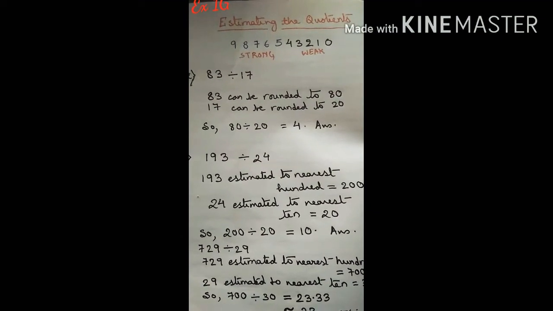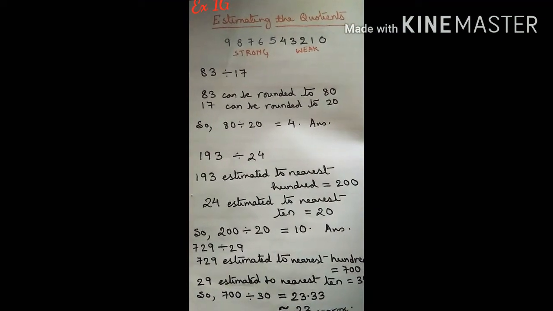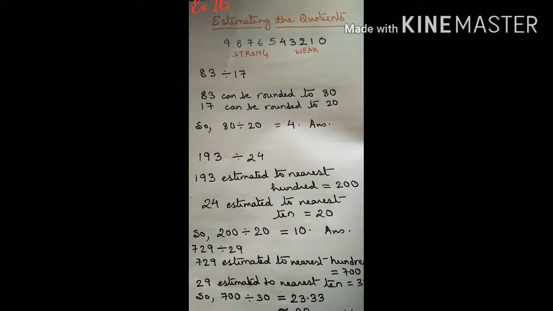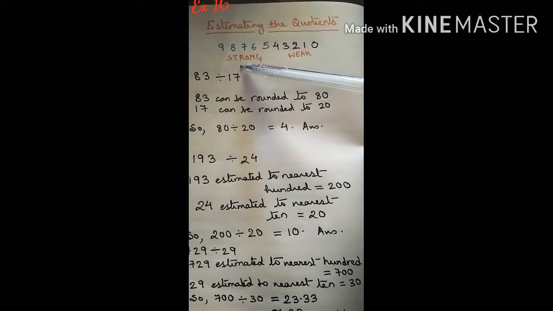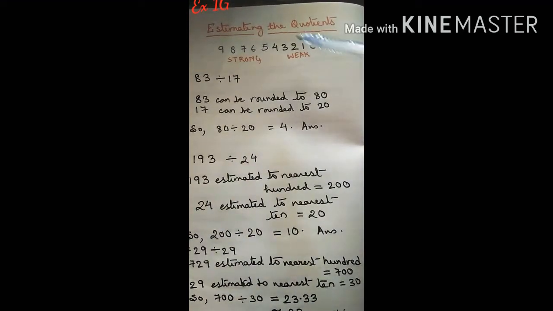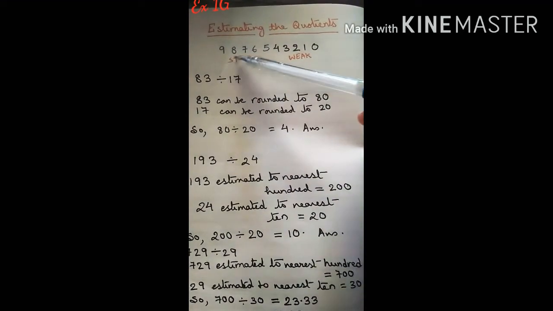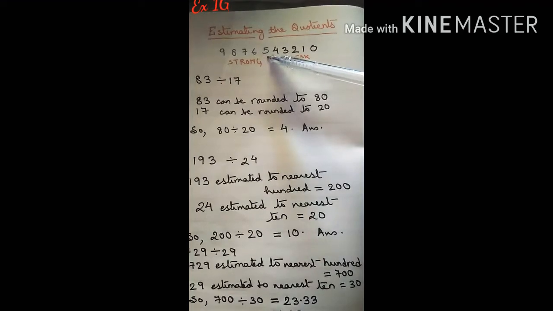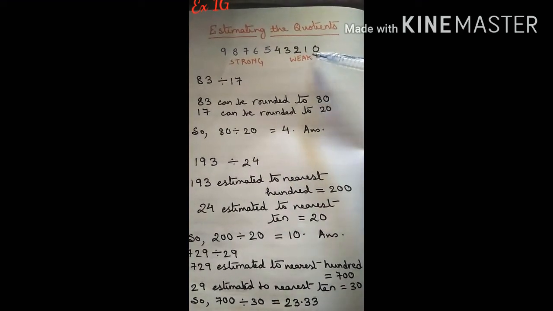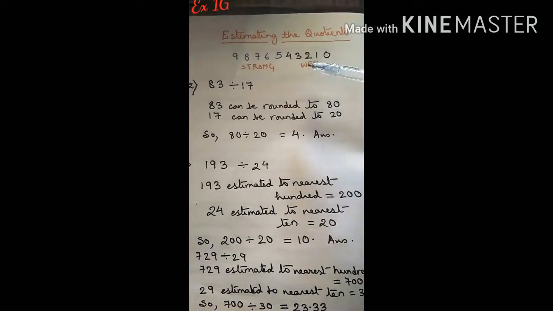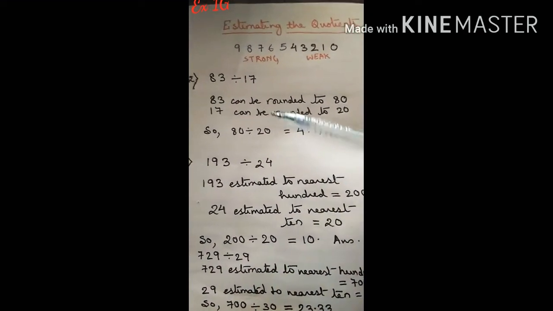Students, today we will discuss estimating the quotients. I hope from the last exercise you remember that we have strong numbers and weak numbers. 9, 8, 7, 6, 5 are the strong numbers, and 4, 3, 2, 1, 0 are the weak numbers. So let's start with question number 2.